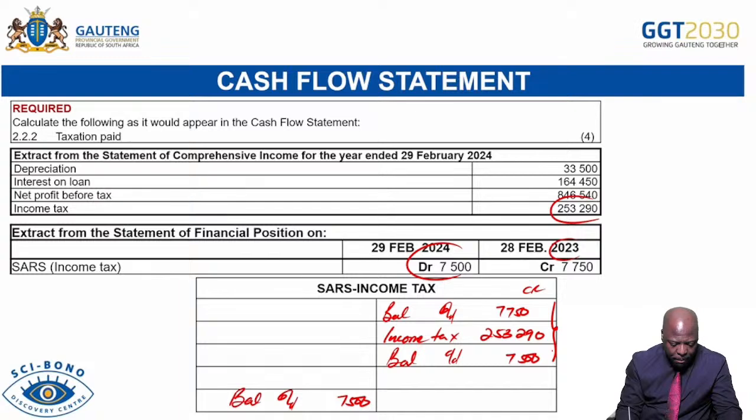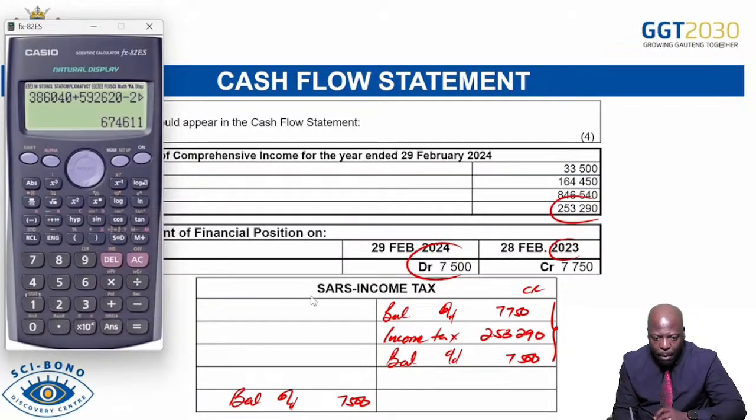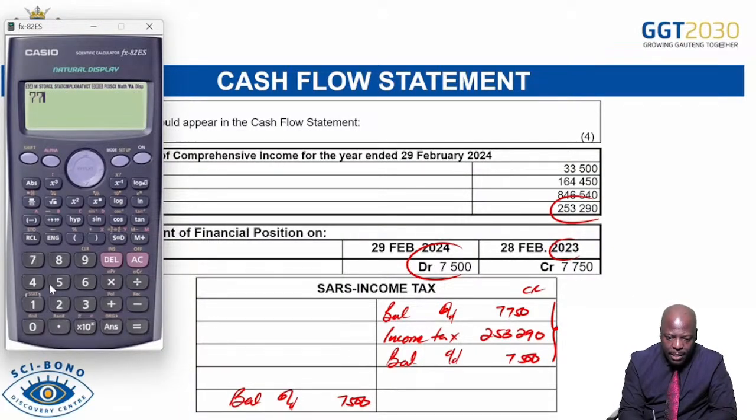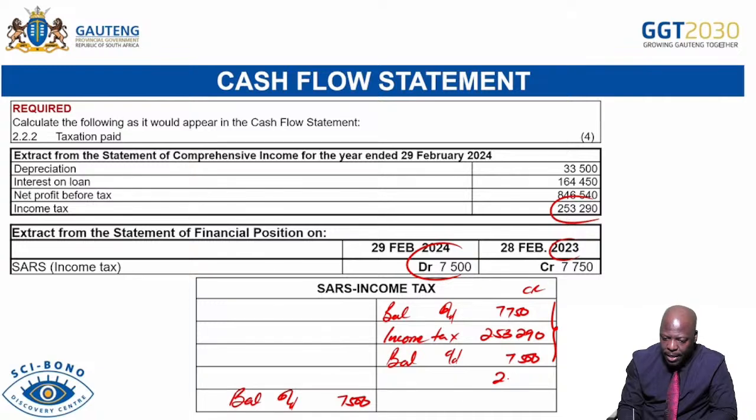Then I'm going to add everything up here. Let's see on our calculators how much that is going to give us. That is 7,750, then I'm adding my 253,290, and then I'm going to add 7,500. The total becomes 268,540. So I'm going to come here, and it's going to be 268,540. Therefore, the bank amount becomes 268,540 over there.